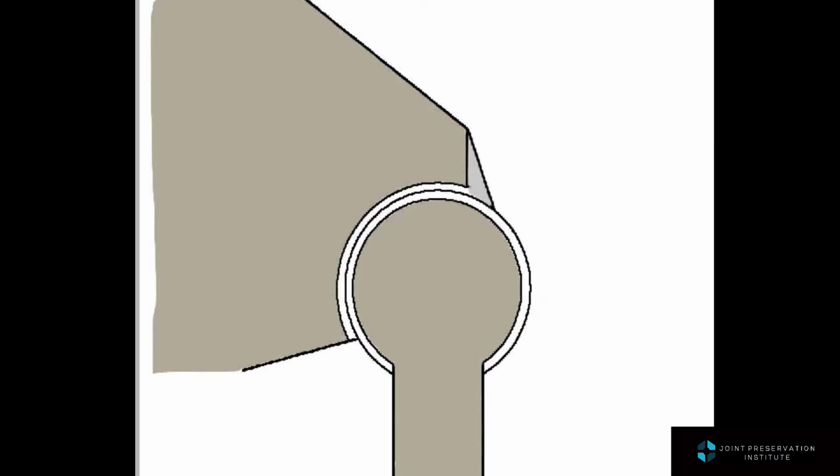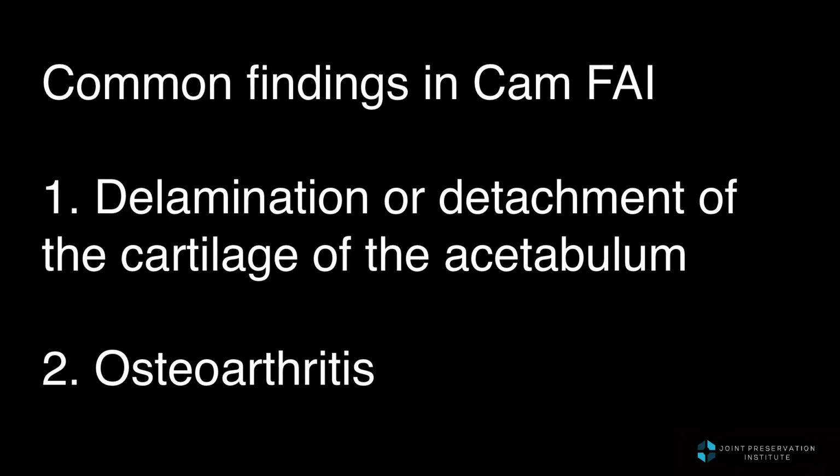This increased radius of curvature of the head is pathological and leads to injury to the hip joint during normal activities. The labrum is relatively well preserved with this type of femoroacetabular impingement. Common findings in CAM FAI include delamination or detachment of the cartilage of the acetabulum, which can ultimately lead to osteoarthritis.